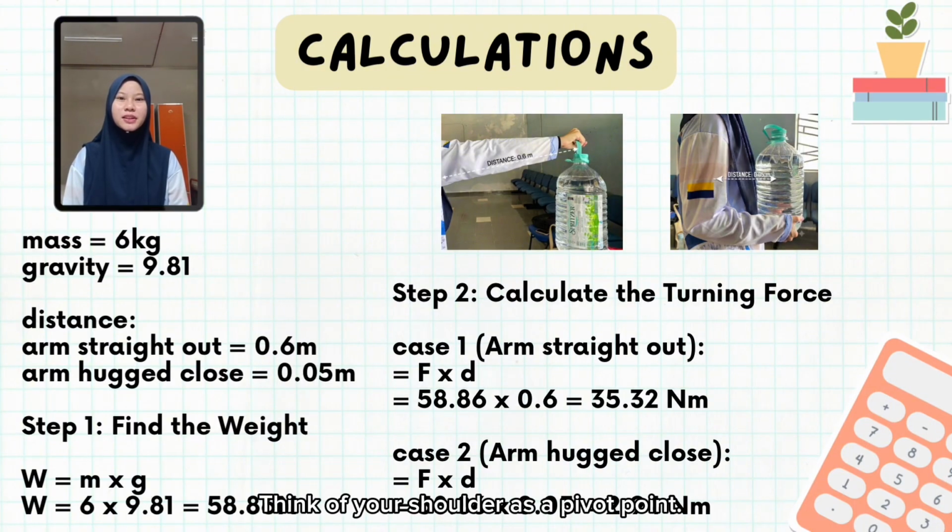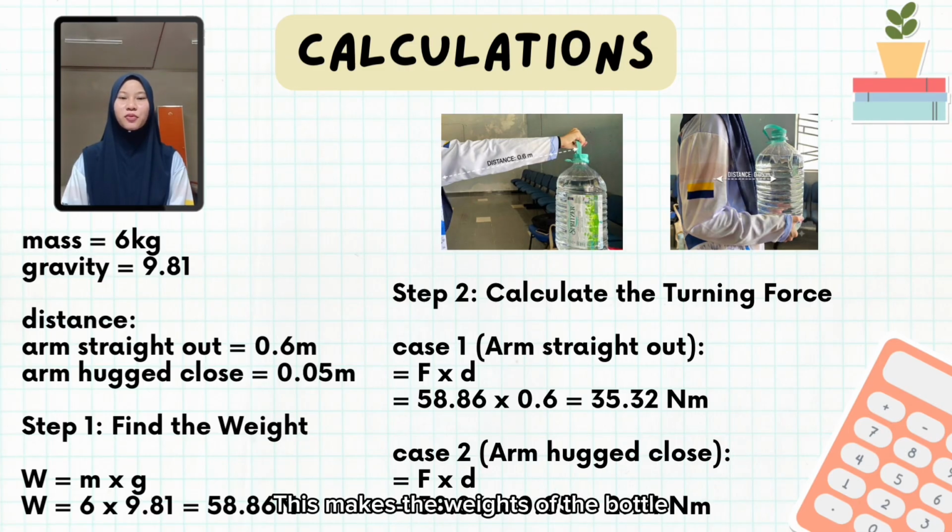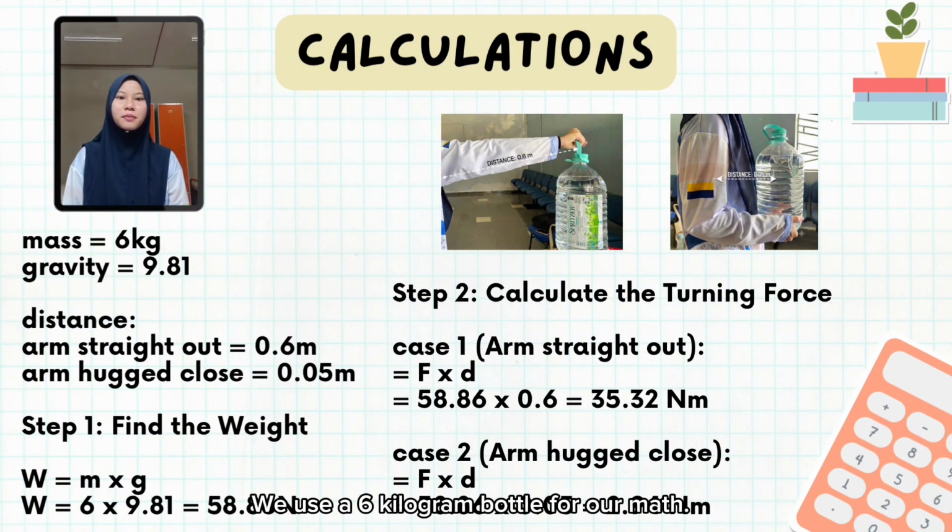Think of your shoulder as a pivot point. When you hold the bottle far away, you are creating a long lever. This makes the weight of the bottle pull much harder on your shoulder. We used a 6 kg bottle for our maths. Here is how we calculate the difference.